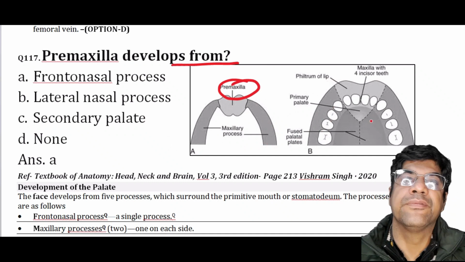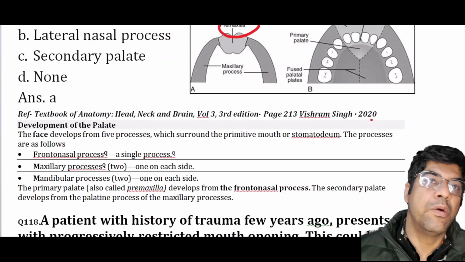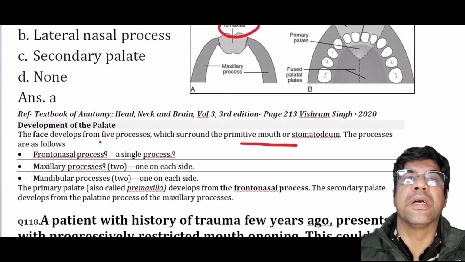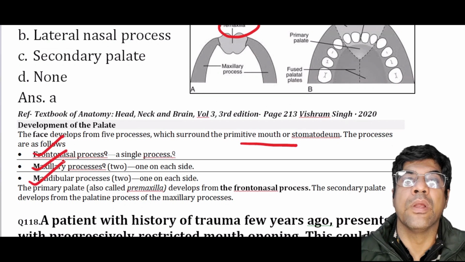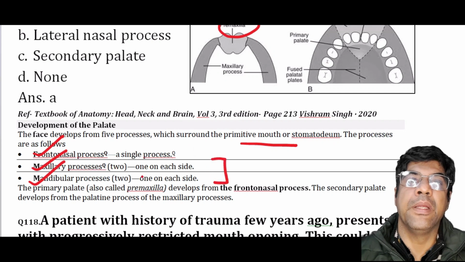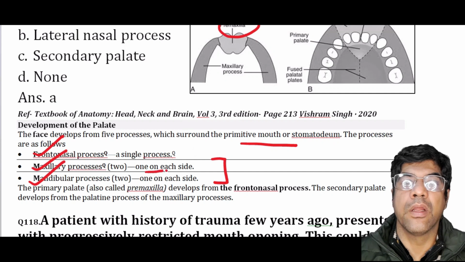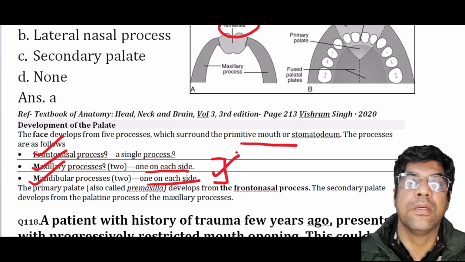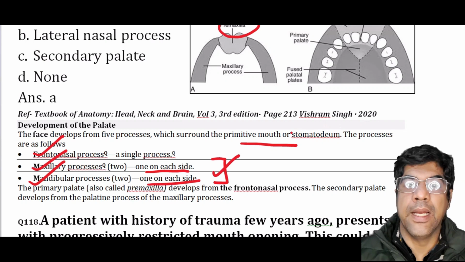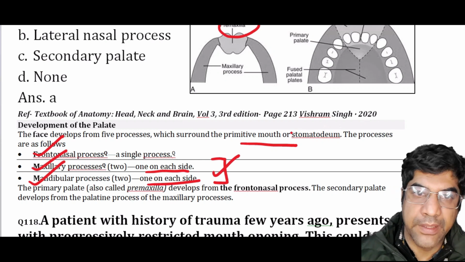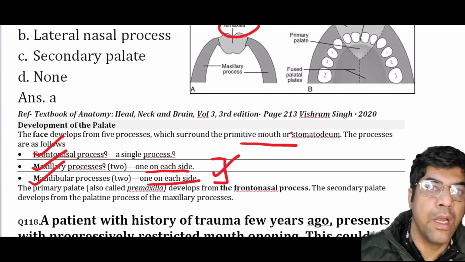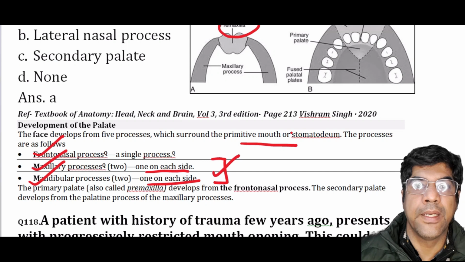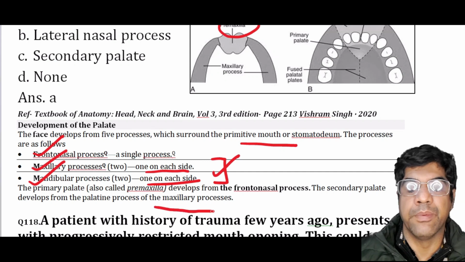So face develops from 5 processes which surround the primitive mouth. The processes are the frontonasal process, maxillary process, and the mandibular process. The maxillary process and mandibular process are both paired, one on each side. So the primary palate, also known as the premaxilla, develops from the frontonasal process. The secondary palate develops from the palatine processes of the maxillary processes.